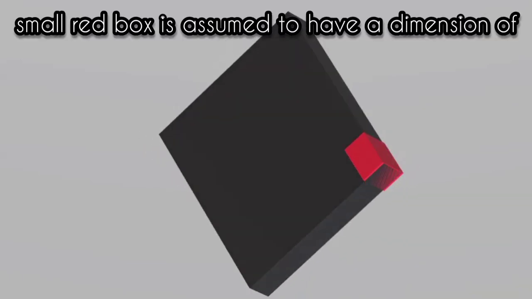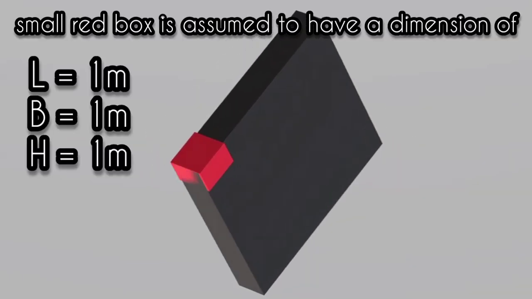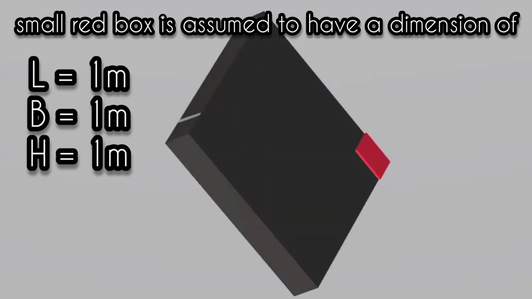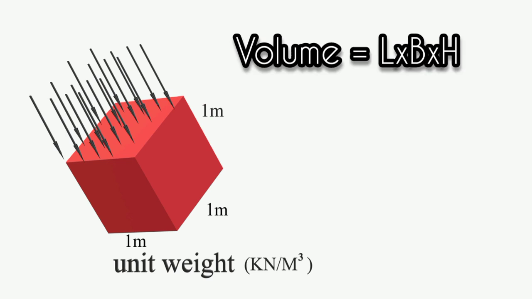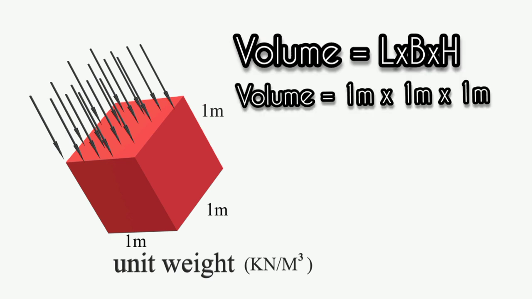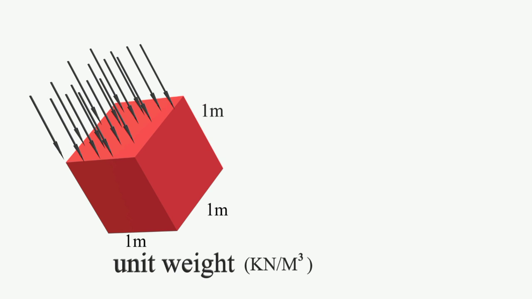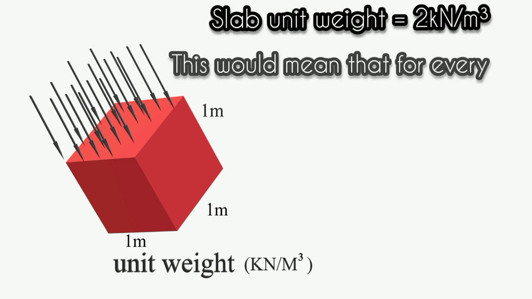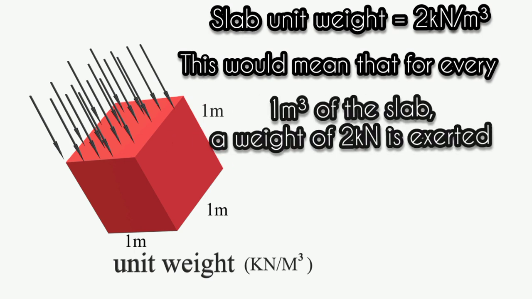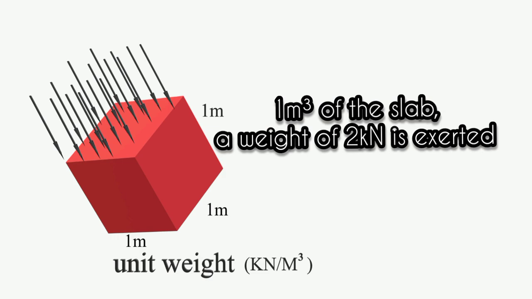Now, let's imagine that this red part of the slab that we cut out has a dimension of length equal to 1 meter, height equal to 1 meter, and breadth equal to 1 meter. Well, here's what we're going to have: a volume of 1 meter cube. Now, let's say, for example, that specifications are given that this slab weighs 2 kilonewton per meter cube. That would mean that for every 1 meter cube you have within the slab, a weight of 2 kilonewton is present.